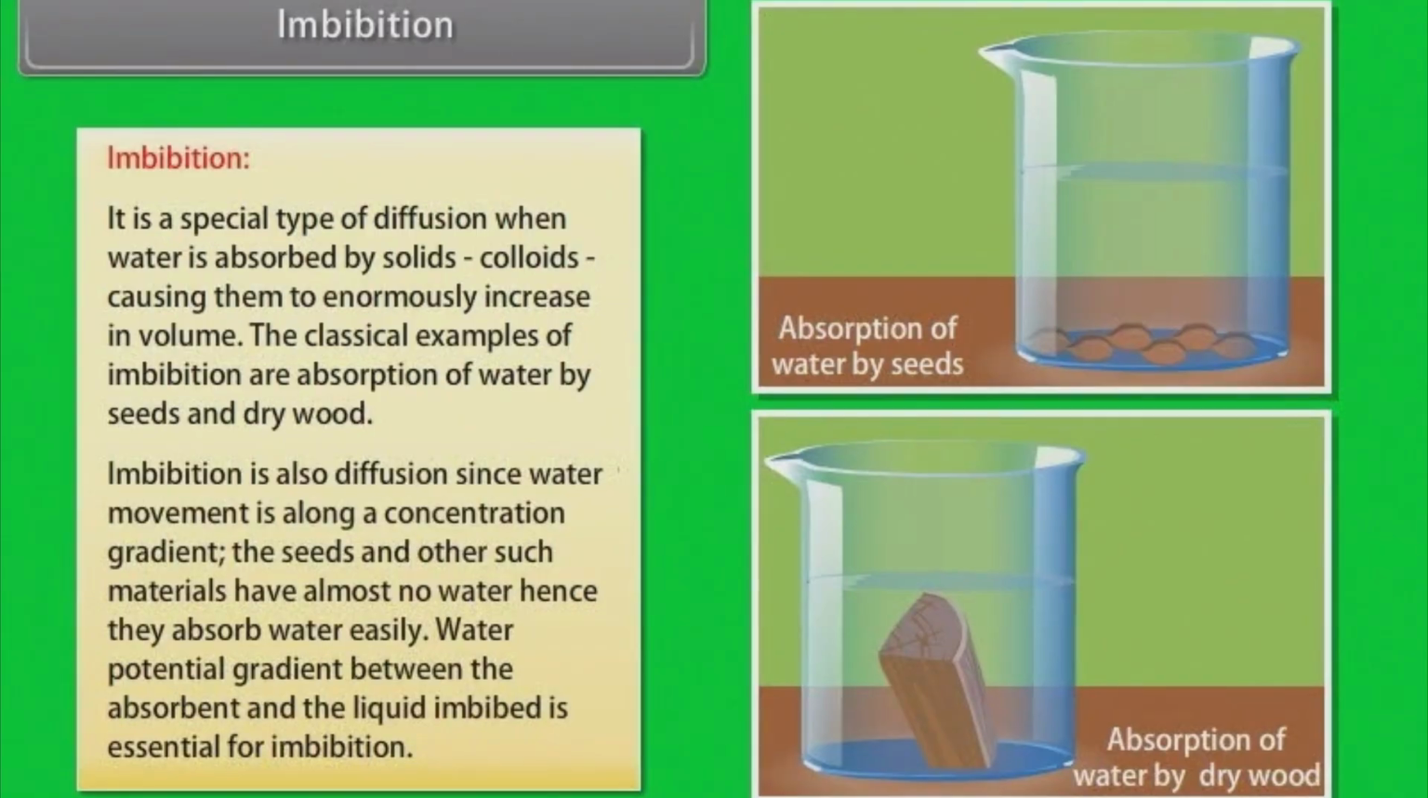The seeds and other such materials have almost no water, hence they absorb water easily. Water potential gradient between the absorbent and the liquid imbibed is essential for imbibition.